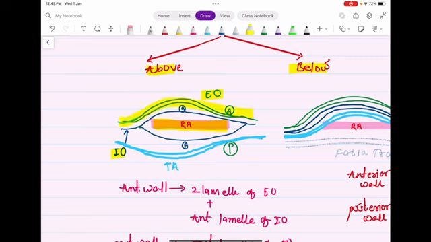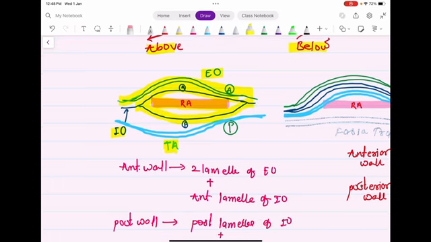Both the lamellae of the external oblique muscle pass anterior to the rectus abdominis muscle. Next, the internal oblique muscle has two lamellae, the anterior lamella and the posterior lamella. The anterior lamella passes anterior to the rectus abdominis muscle and the posterior lamella passes posterior to the rectus abdominis muscle. Now the transverse abdominis: both lamellae of the transverse abdominis muscle pass posterior to the rectus abdominis muscle.